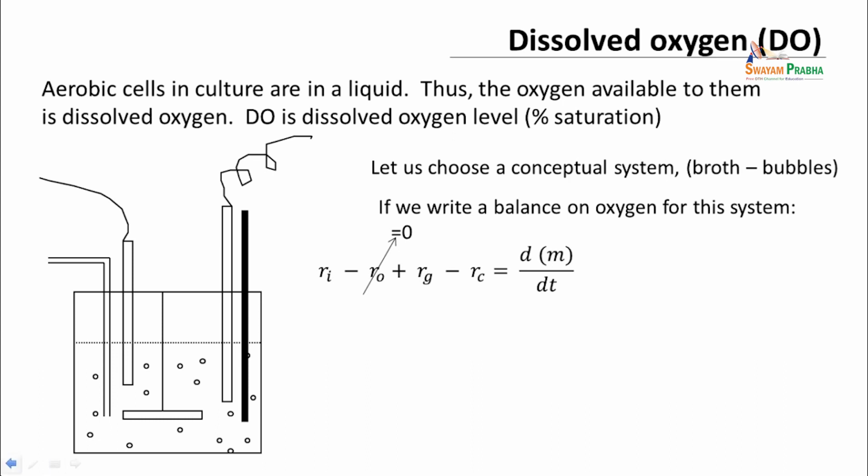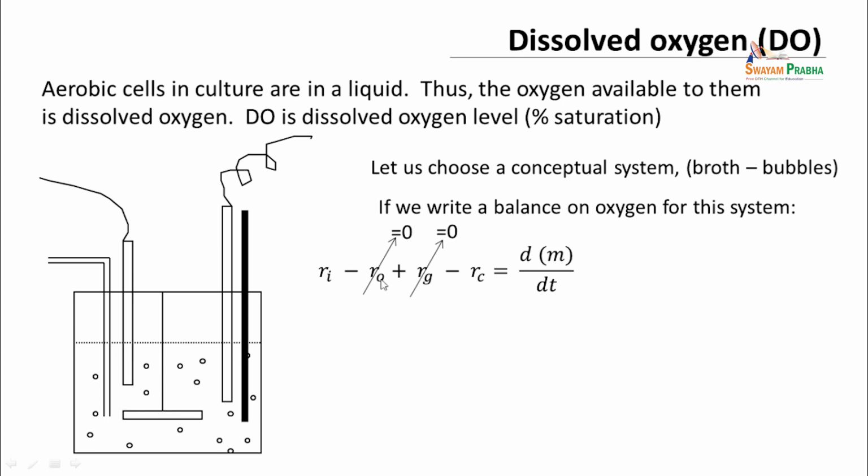Imagine this, we have broth minus bubbles. So only the liquid part of the broth is our system. For oxygen to go out of the liquid broth, you need to reach supersaturated conditions. Assuming that we are not going to operate at supersaturated conditions, we will say that for our purposes, the output rate of oxygen from our system, which is broth minus bubbles, is going to be 0. That's how we set this to be 0. There is of course an input rate, which is from the gas bubbles to our system, which is the liquid broth.